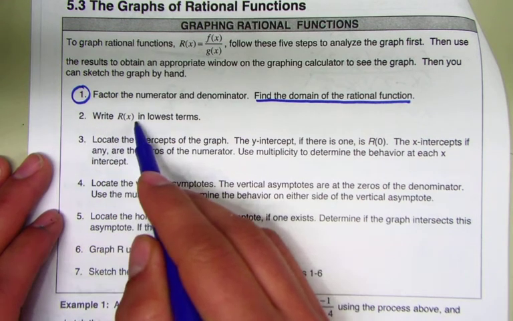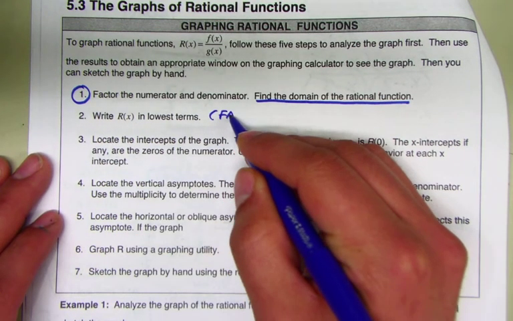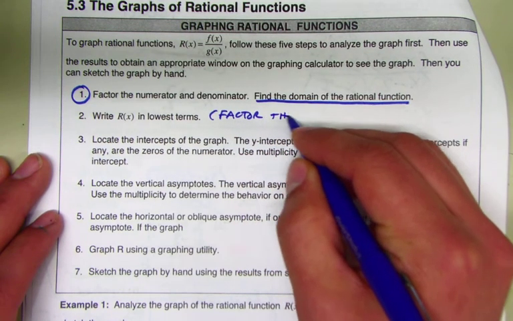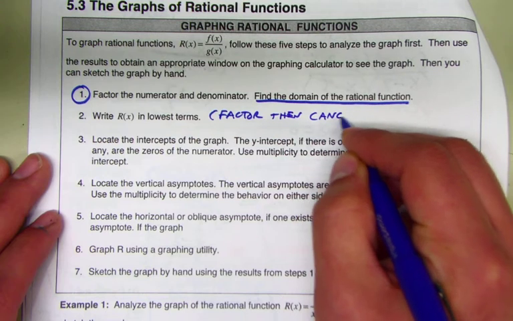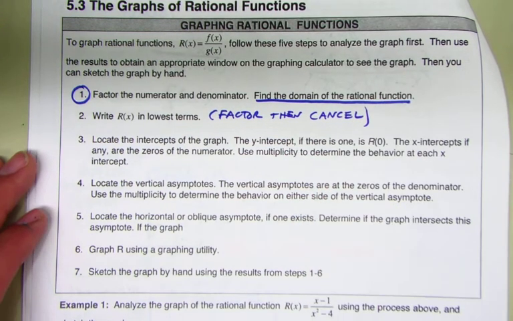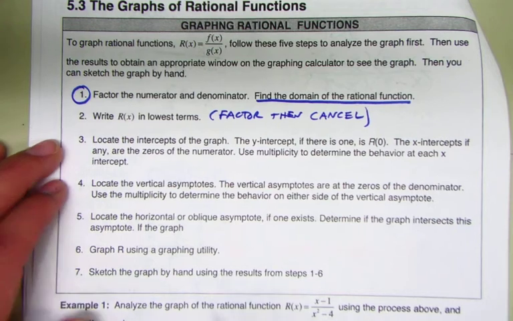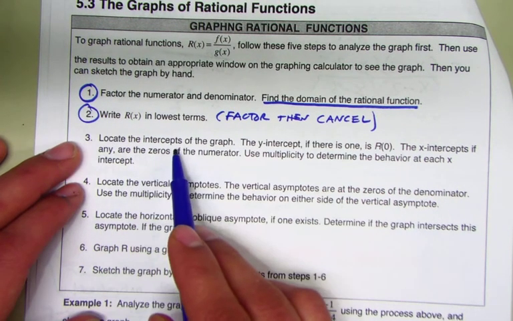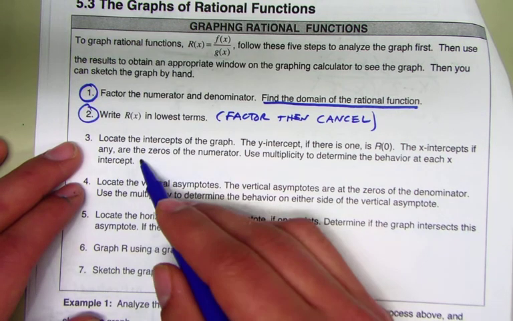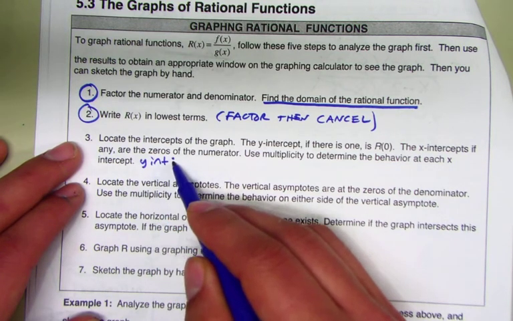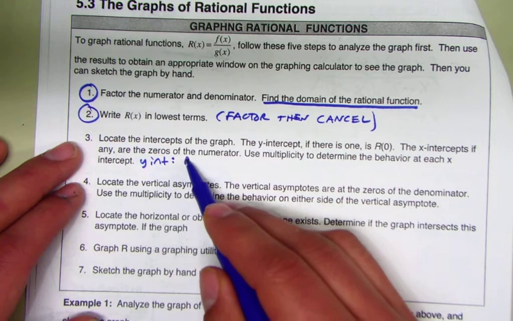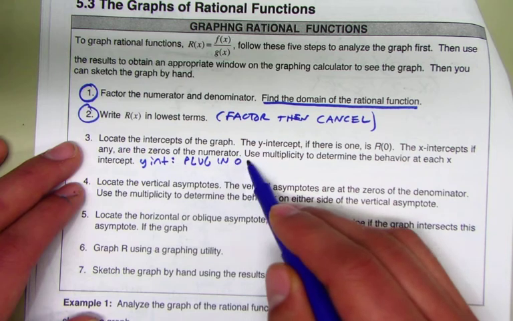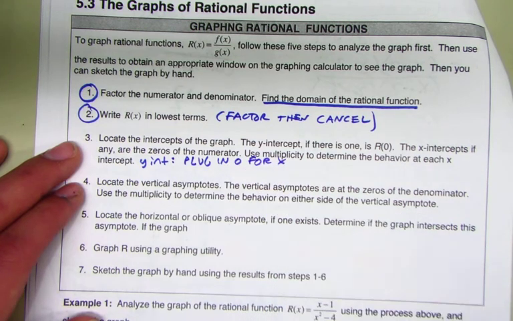Second, where it says write in lowest terms, this essentially just means, after you factor, cancel if there are any common factors. Okay, that's the second step. Third, locate the intercepts. Okay, this is pretty easy. The y-intercept's the easiest one. How do you find a y-intercept? Yeah, let's just do it the old-fashioned way. Plug in 0 for x.